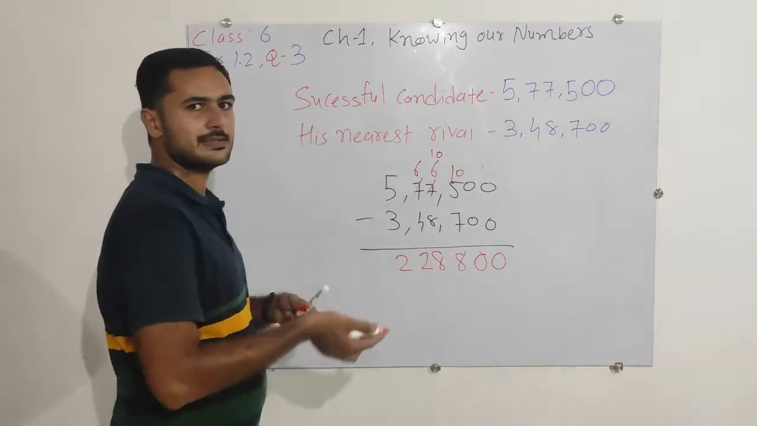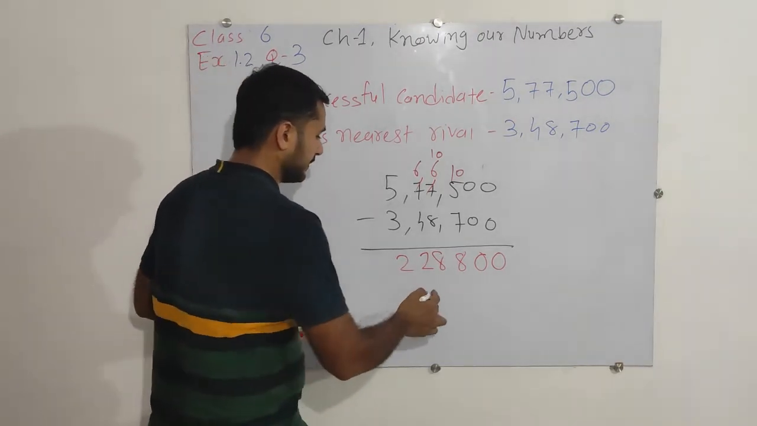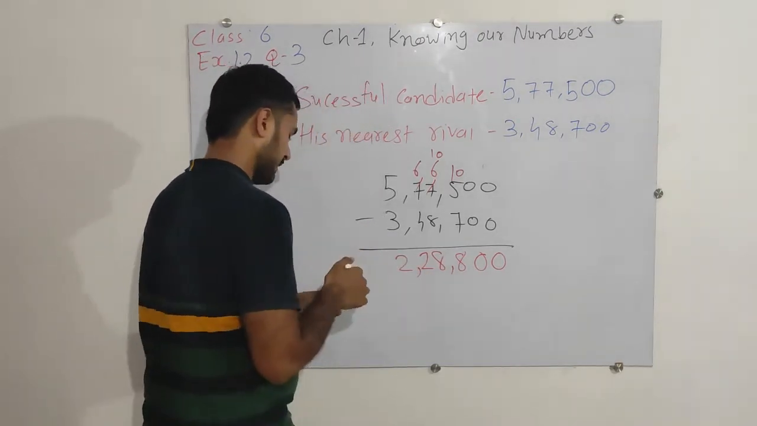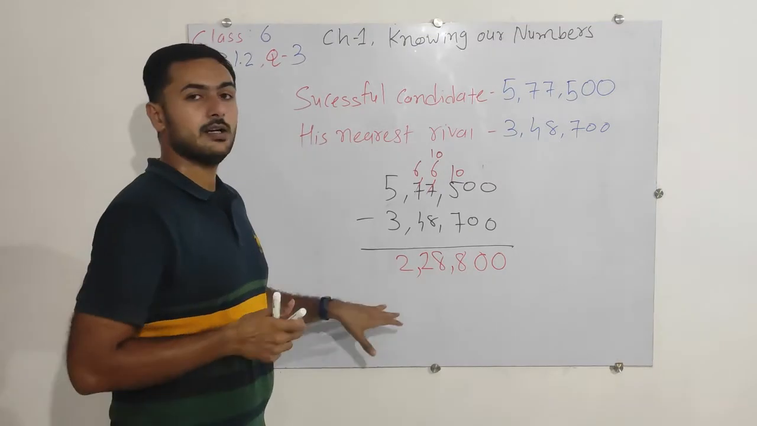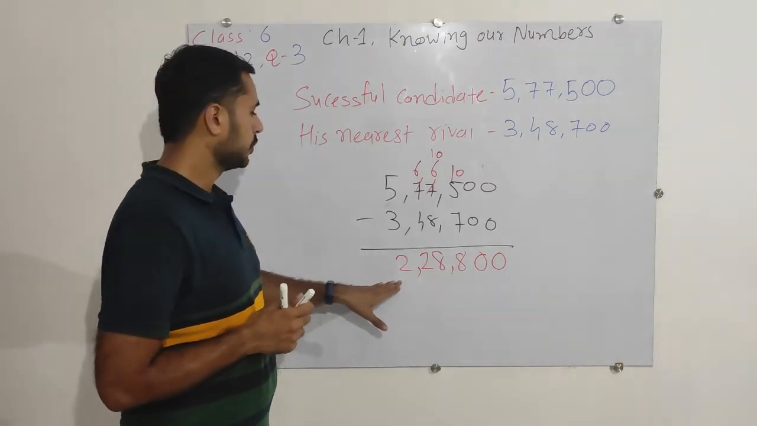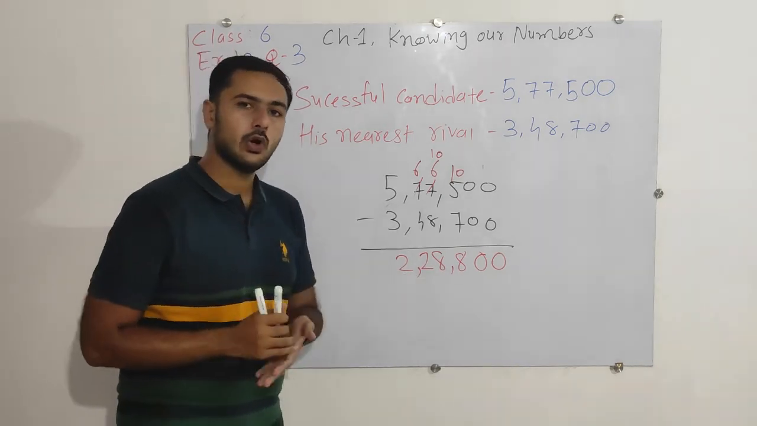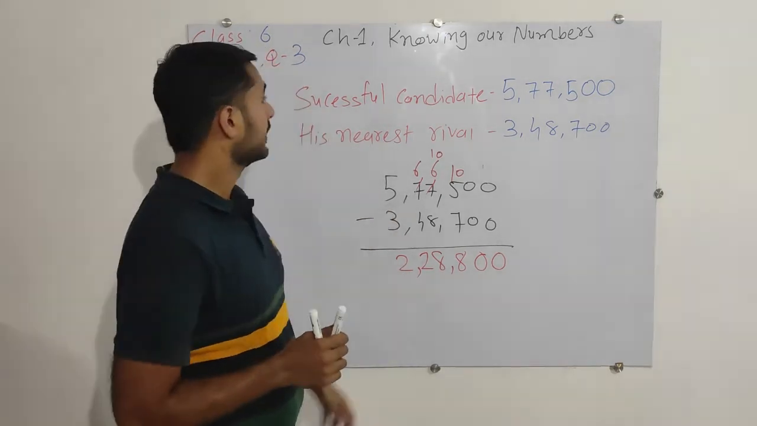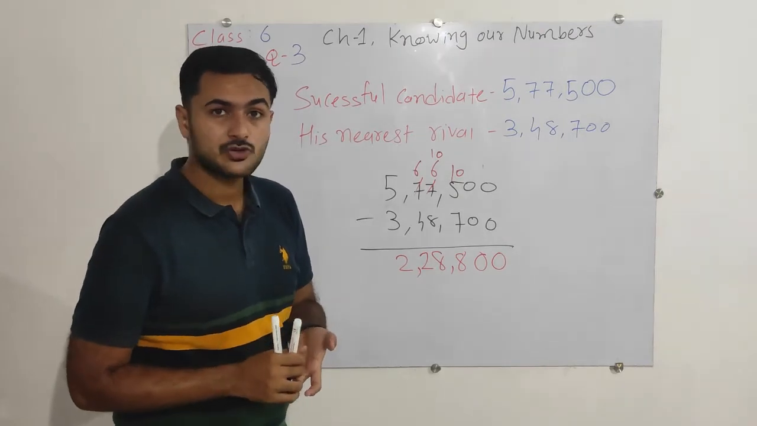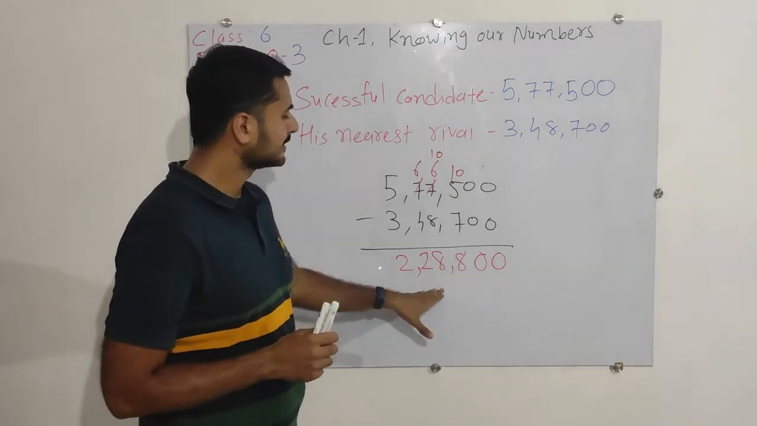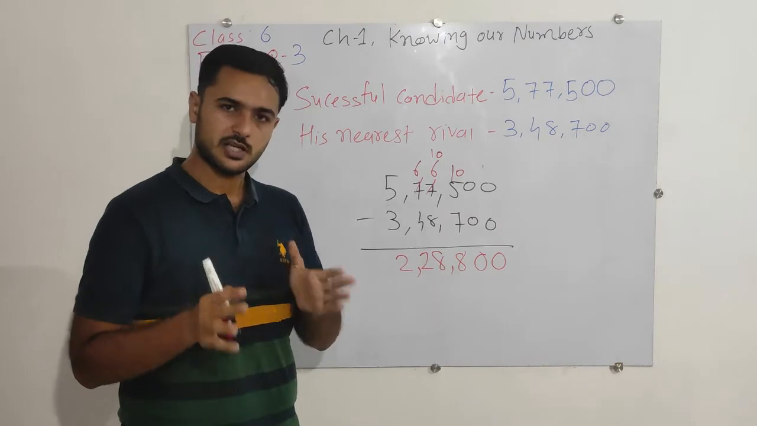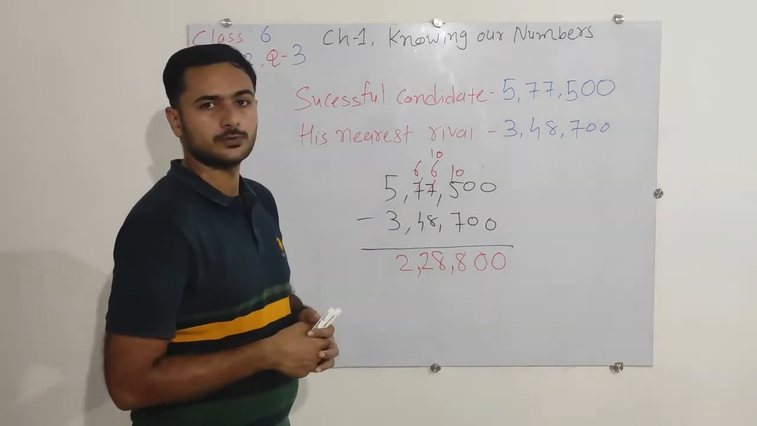Now just place the commas according to the Indian number system. So here the number we got is 2,28,800. So the successful candidate won the election by 2,28,800 votes. Just pause the video and note it down.